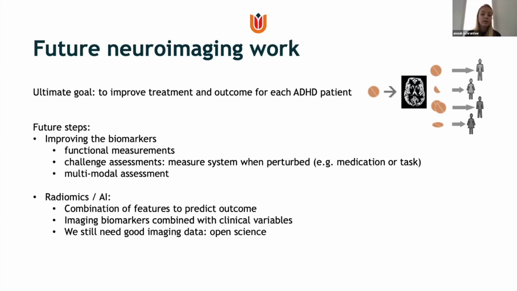In addition, the use of multimodal assessments could prove very beneficial. And using radiomics or AI, we could use these different modalities to predict outcome. But we could also add clinical variables, physiological variables like sleep patterns, or cognitive test outcomes as additional features. Nevertheless, and I cannot stress this enough, we need good and reproducible imaging data in order to accomplish all this, which can of course be facilitated by open science.